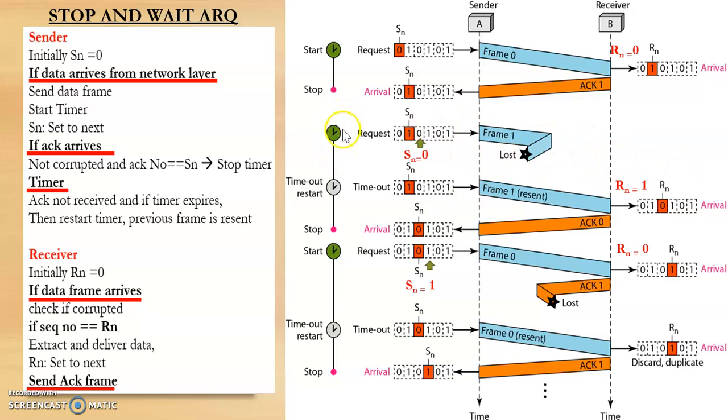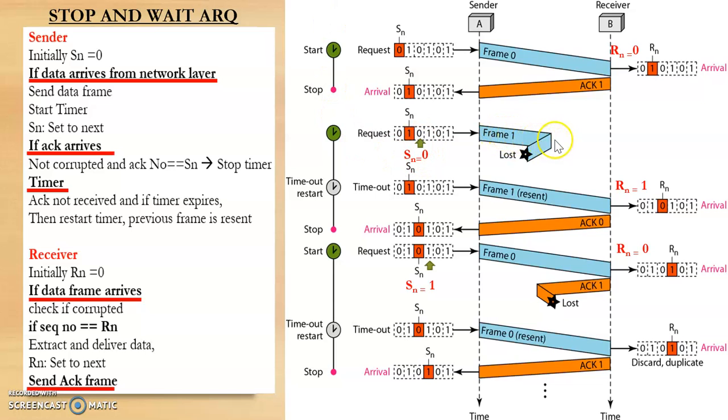When the data arrives from the network layer, the data link layer will not initialize the Sn value to 0 again, but will use the same Sn value. Here the Sn value was 1, so a frame will be sent with sequence number 1. After sending the frame, the timer will be started, and Sn will be set to the next sequence number. Sn was 1, so now Sn will be set to 0.